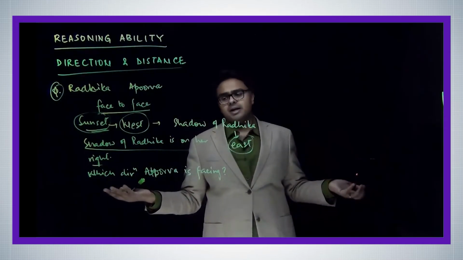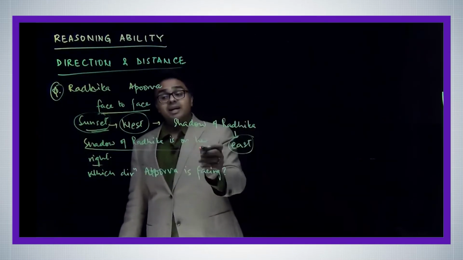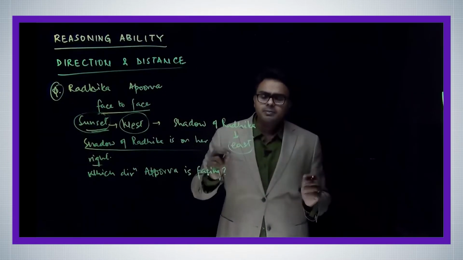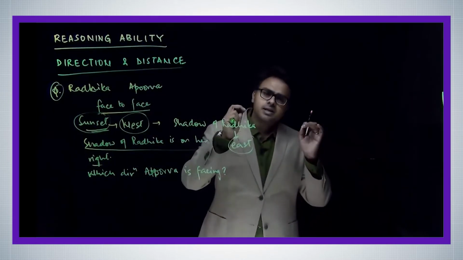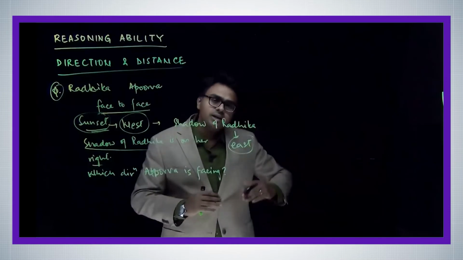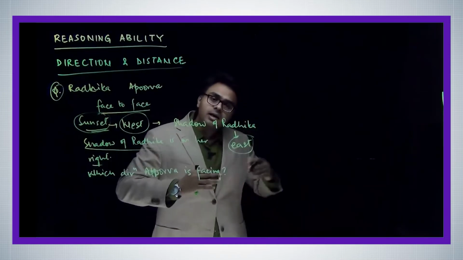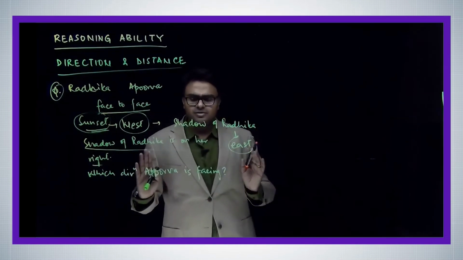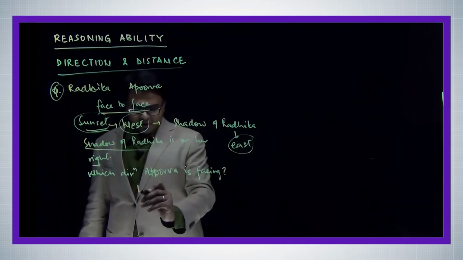Now we have ample data. The shadow of Radhika is on her right. That means Radhika is standing in such a way that the direction east is on her right side. Now it is solvable, right? So let's quickly draw that diagram.